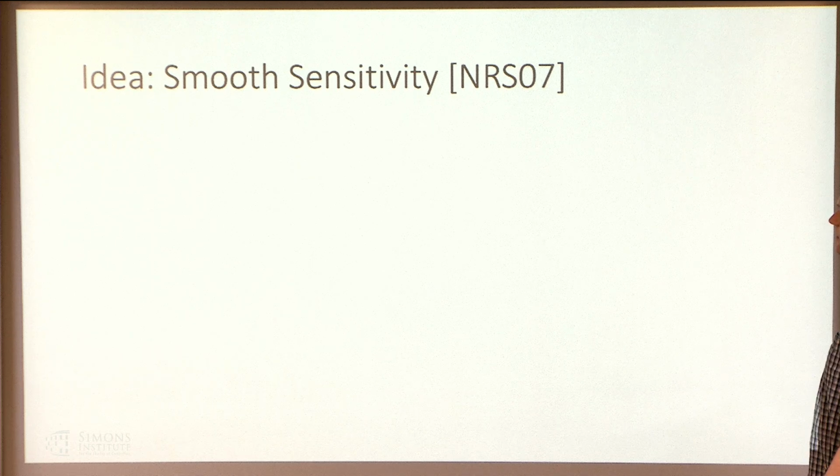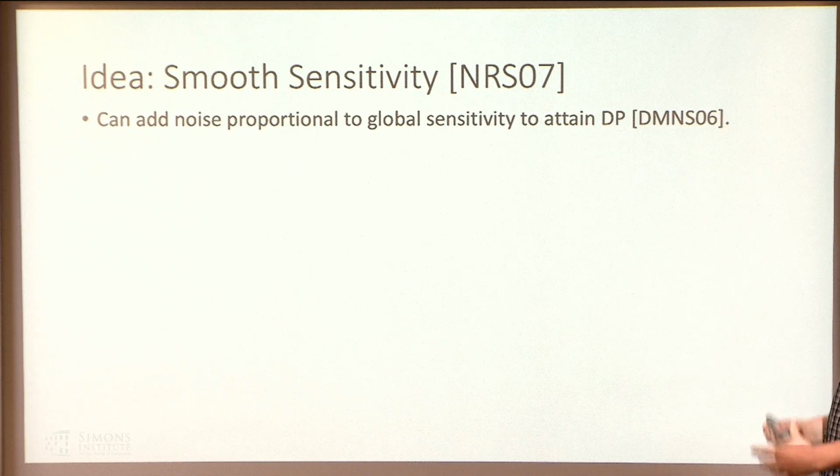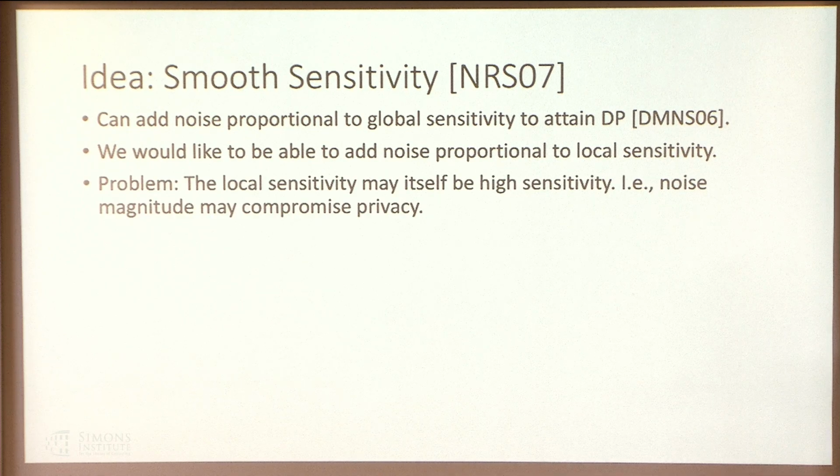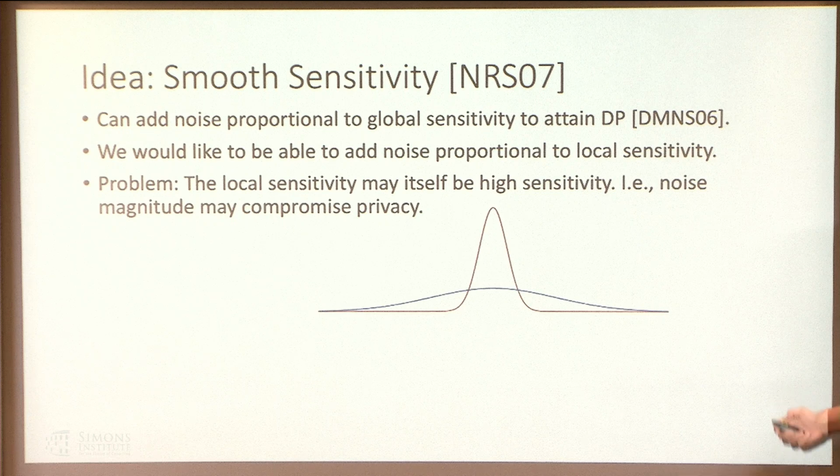Okay, so the idea of smooth sensitivity is really nice. Right at the beginning of the literature of differential privacy, we learned that adding noise proportional to the global sensitivity of a function provides differential privacy. But we'd really like to add noise proportional to something smaller, like the local sensitivity, because often that is a lot smaller. The problem with just doing this is that the local sensitivity itself may be high sensitivity, so the magnitude of the noise you're adding could compromise privacy.